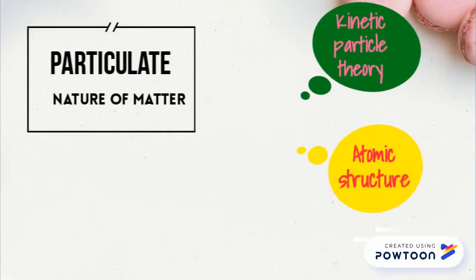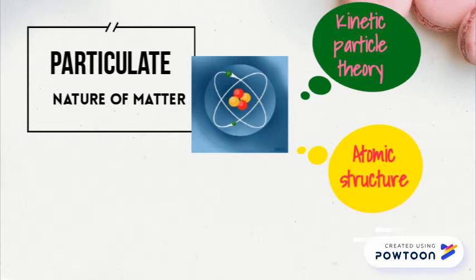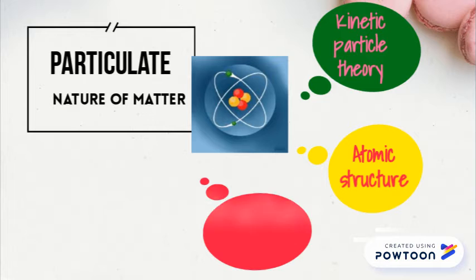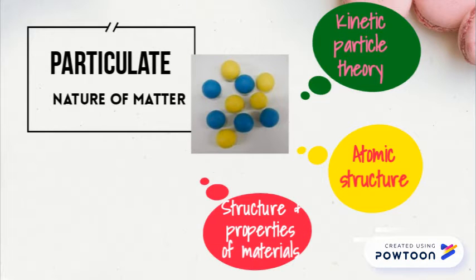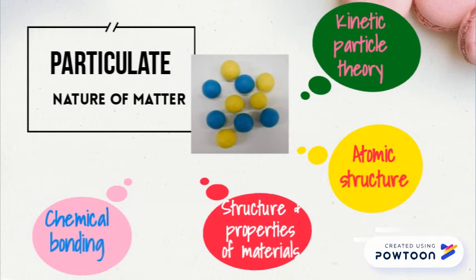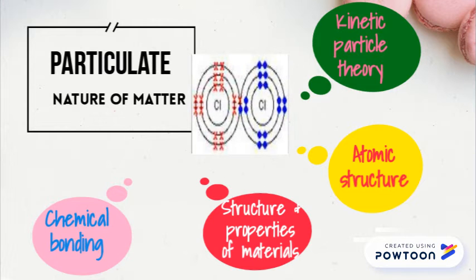Atomic structure. Students must use diagrams to describe the structure of atom, proton and neutron, structure and properties of material, find out the differences between element, compound and mixture, chemical bonding, draw the bonding and differentiate the process that occurs.